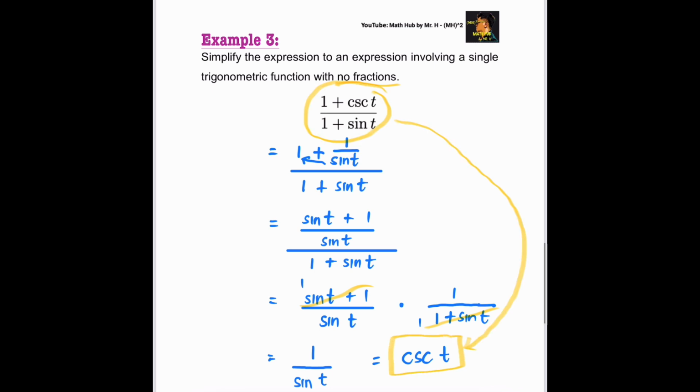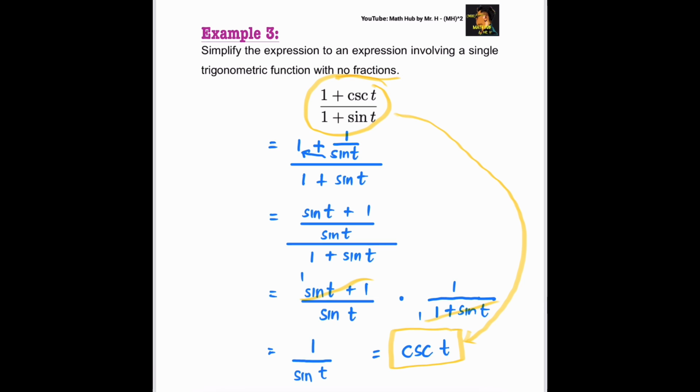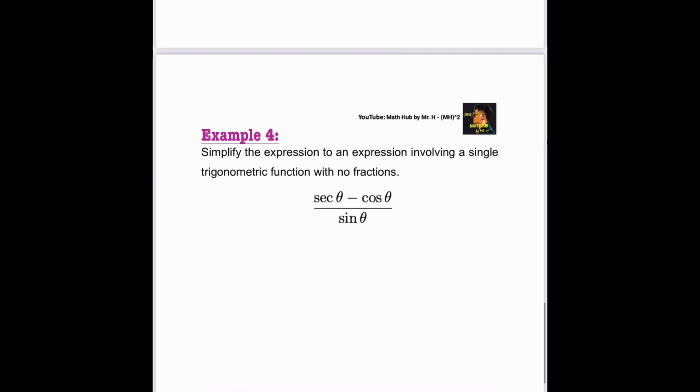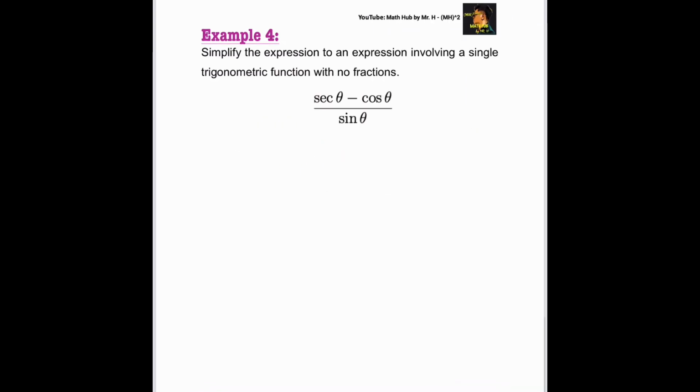All right, let's head on to our last example. Example number 4. So simplify the expression to an expression involving a single trigonometric function with no fraction. Same instructions as number 3. All right. So we were given secant theta minus cosine theta divided by sine theta.